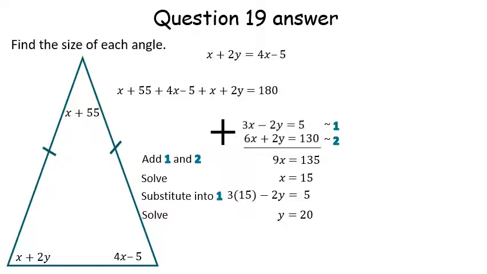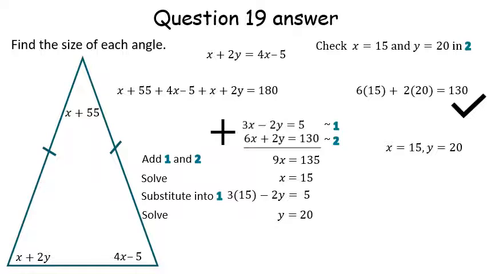We can check that they're correct in equation number 2, which they are. So we know x equals 15 and y equals 20, but that's not the size of our angles. We need to substitute them into x plus 55 to give us our top angle is 70 degrees, into x plus 2y, our angle is 55 degrees, and 4x minus 5, so that angle is 55 degrees also.